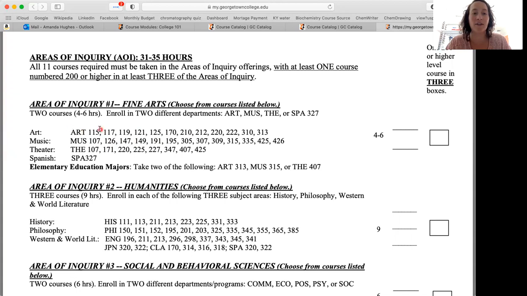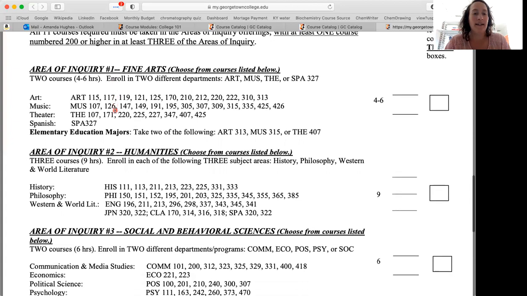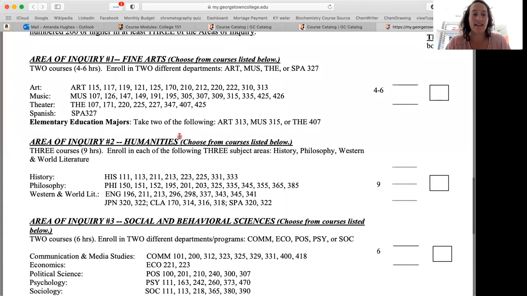So you could take, for example, Art 115, which I believe is drawing, and Theater 107, which is either theater appreciation or maybe intro to acting, right? Or you could take Music 147 and Art 220, right? You just have to pick 2 courses from 2 different departments to satisfy the AOI 1, which is our fine arts, right? Liberal arts education means you've kind of spread your knowledge amongst all different things, and this is helping you do that.